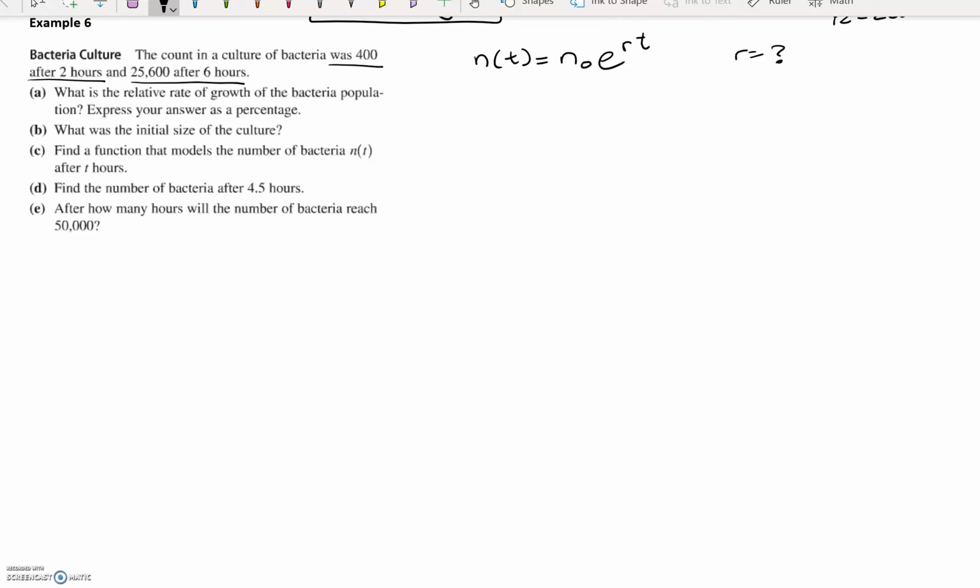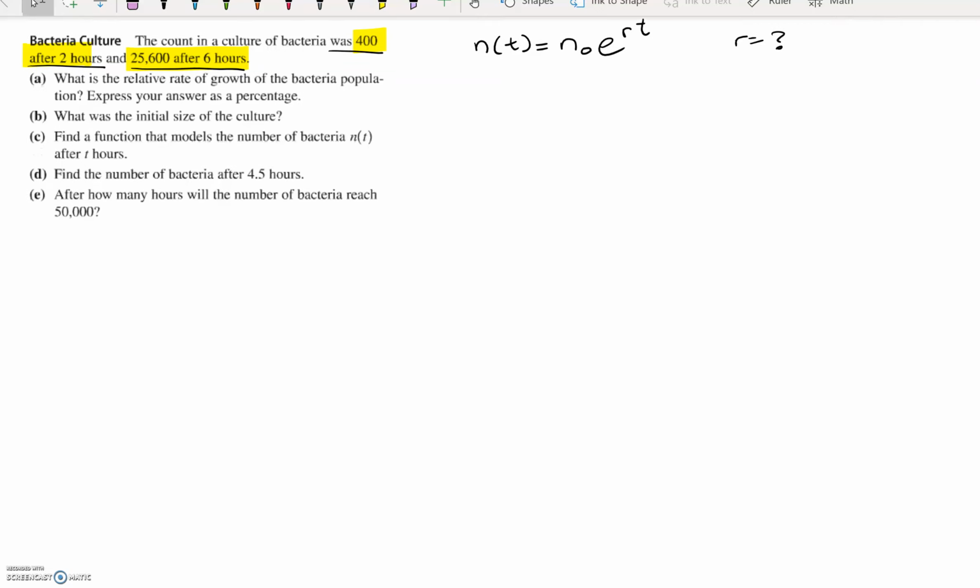So they didn't even give me the initial population of the bacteria. However, they gave me these two pieces of info. 400 bacteria after 2 hours, 25,600 bacteria after 6 hours. So in a sense, I can just think of that as ordered pairs that they're telling me about. So I'll say this is the info they are giving me. 2 hours later, there were 400 bacteria. So this is t, this is my N of t. And 6 hours later, there were 25,600 bacteria. So this is t, this is my N of t.